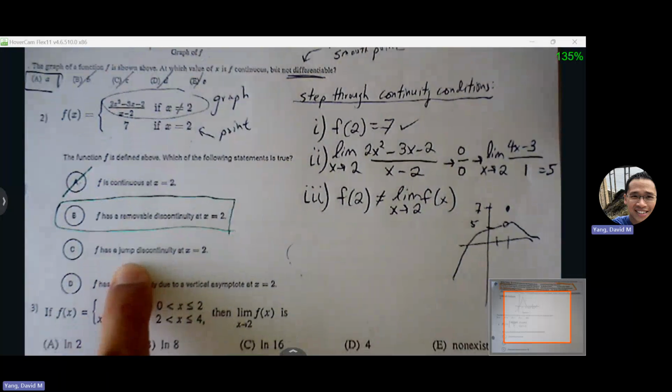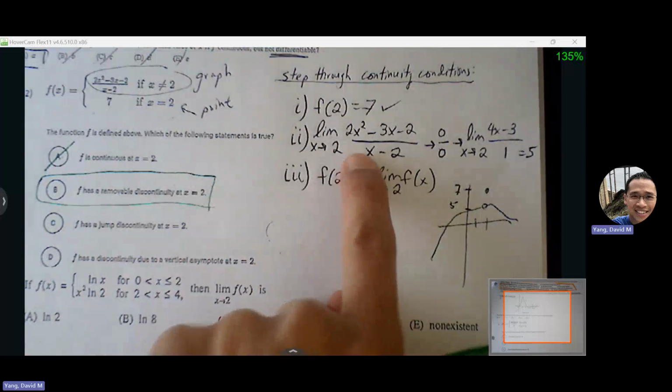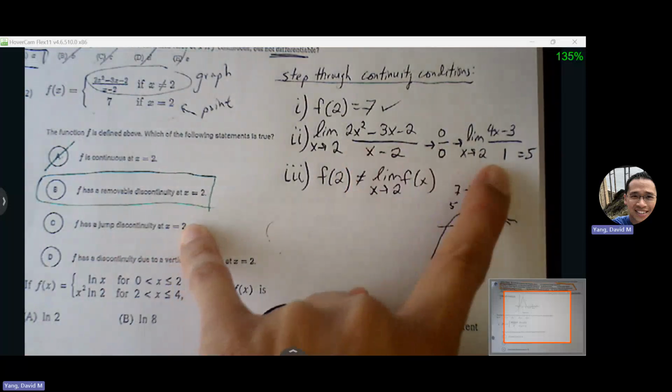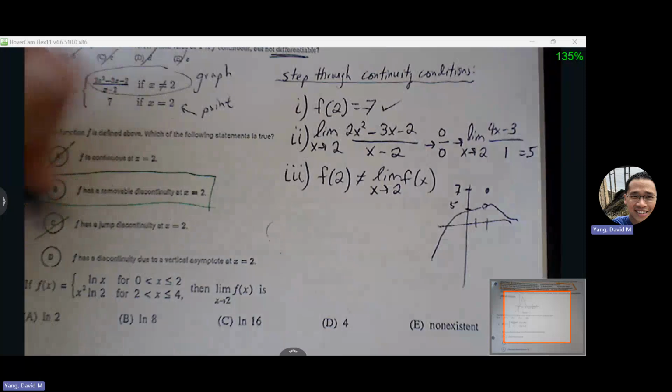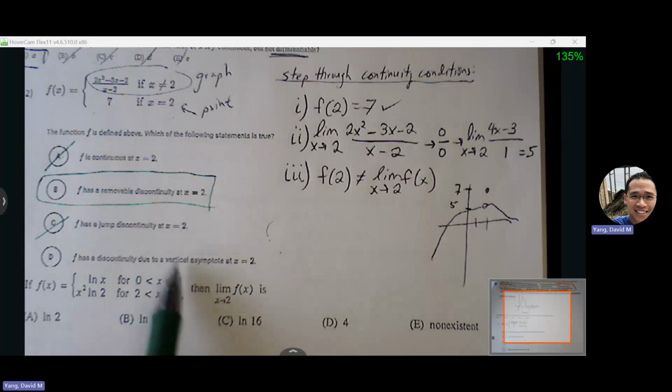The other ones are not correct because a jump discontinuity would mean that the limit does not exist, but we can definitely see that the limit does exist. So the third condition, part C, is wrong. And then discontinuity due to a vertical asymptote. These are both kind of talking about the same thing, which, these are both not true.